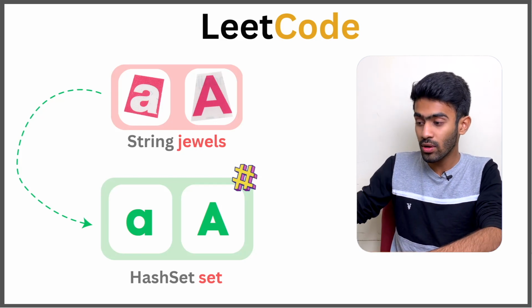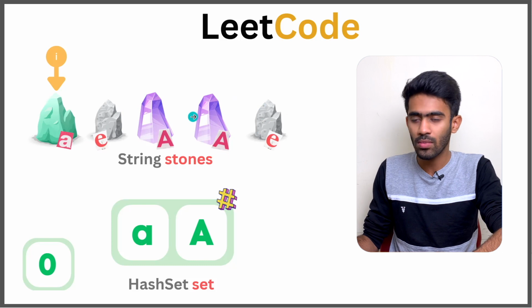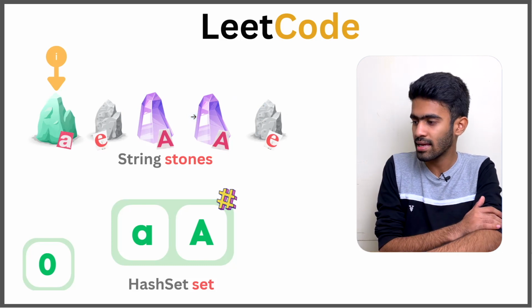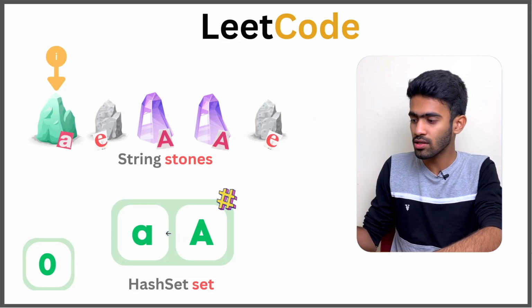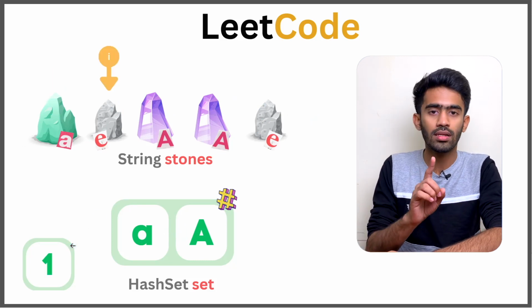So now we'll take this new hash set and the stones array. Now we'll traverse this array itself. We'll have A first of all. Is A present in the hash set or not? Yeah, it's present in the hash set. So increment the counter. So its counter is incremented to 1.